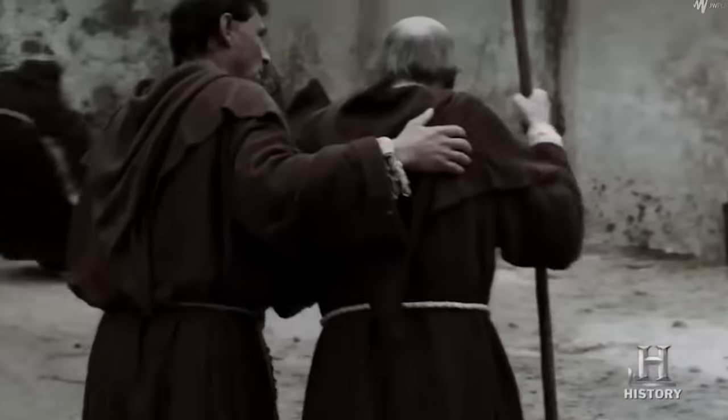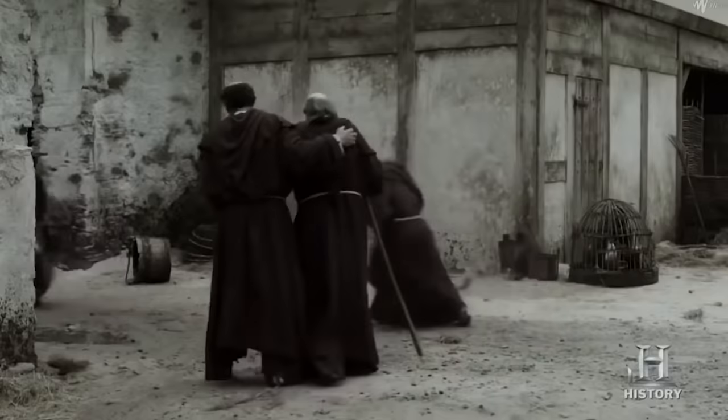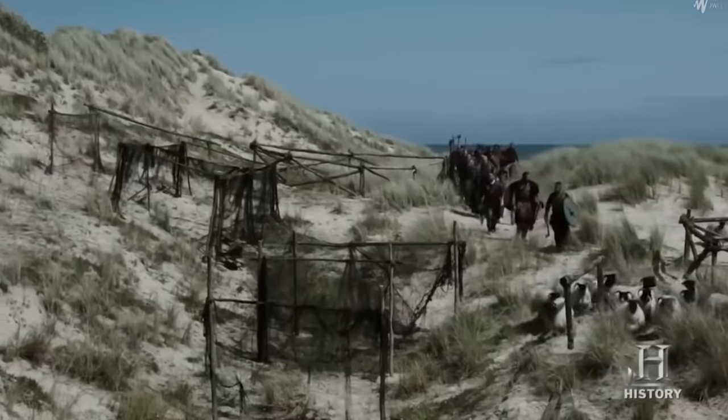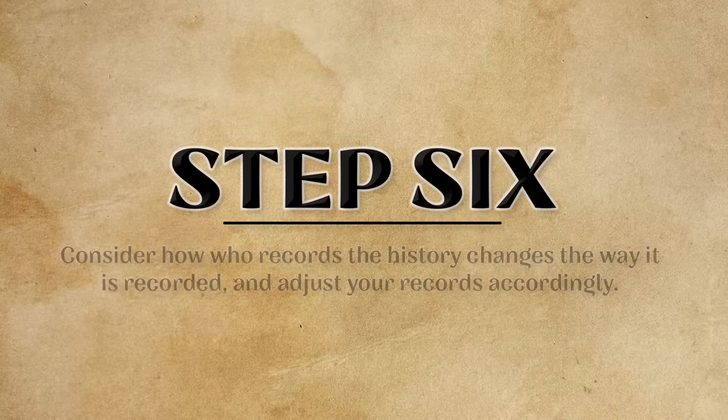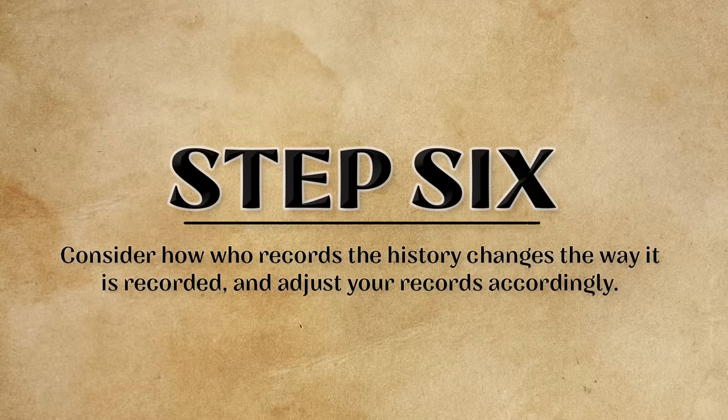Who recorded this history, and which events they would alter, change, or emphasize due to their geopolitical position or character should be accounted for in your world history. So, step 6. Consider how who records the history changes the way it is recorded, and adjust your records accordingly. And the third question is how much time has passed since the event. Records get more abstracted from the original account as time goes on, as a general rule, introducing omissions, myths, and falsities, even in well-documented events.